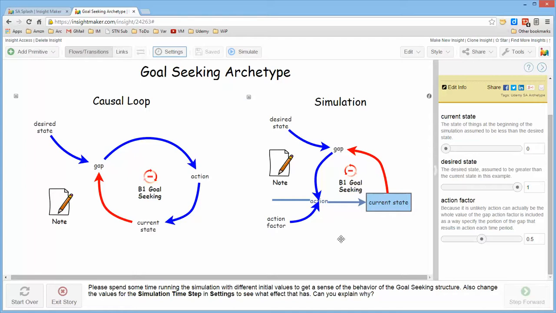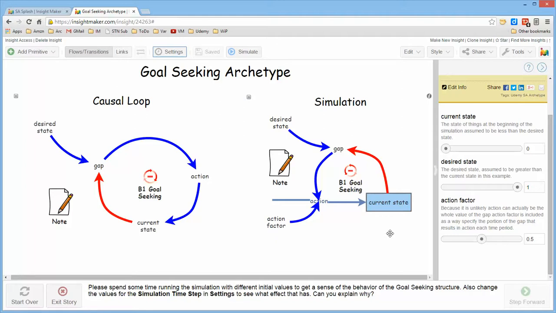I typically try to do archetypes in a generic form, which is why the desired state is 1 and the current state is 0, as opposed to using any specific situation, because what this does is it gives me an opportunity to investigate the behavior of the structure itself without confusing that behavior with any specific situation. So you'll find in the rest of the archetypes that are done, that is a consistent approach to looking at the relationships of the archetype in the most generic form.